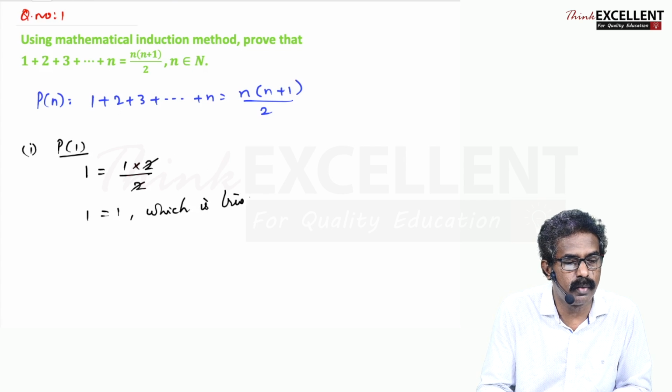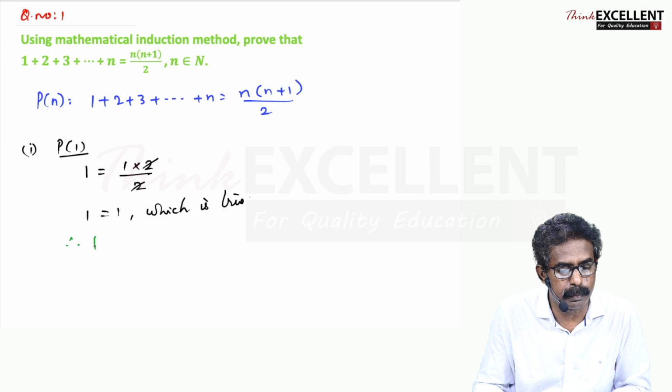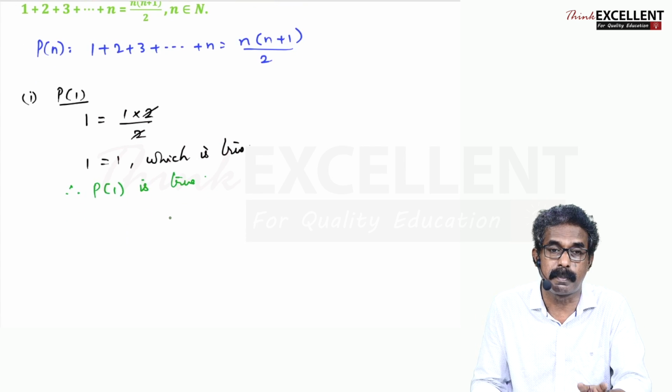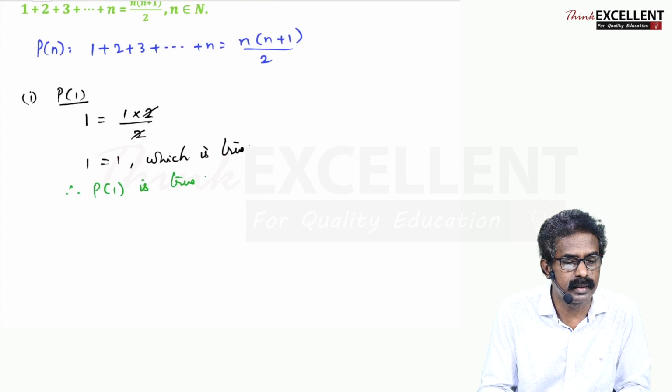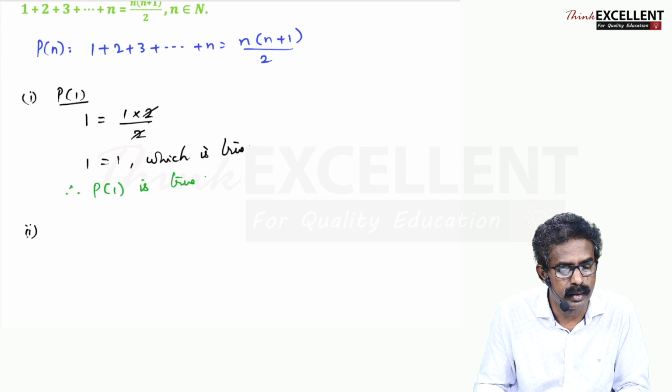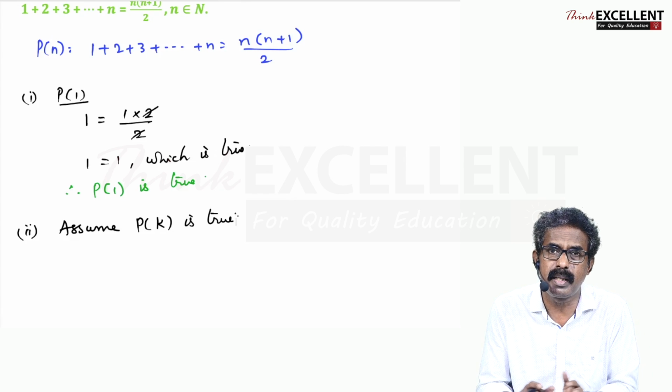So the first part is over. Some writing work is there. Therefore, P of 1 is true. First part is over. P of 1 is true. So in the principle of mathematical induction, there are 3 parts, right? Now the second part, second step, assume P of k is true. Nothing to prove here. Assume P of k is true.